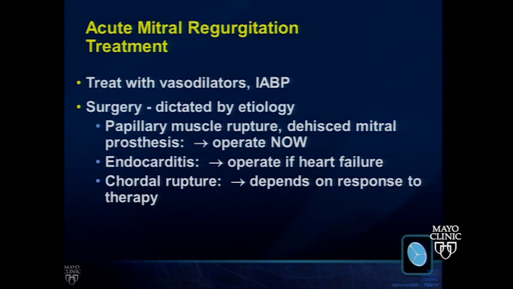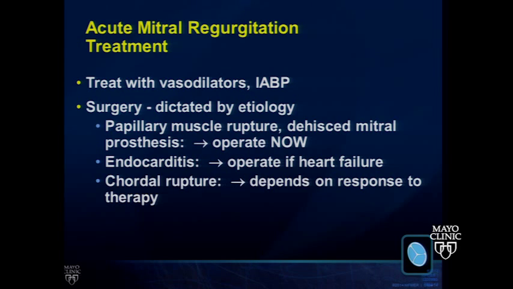Remember, you treat with vasodilators, intra-aortic balloon pump, and the etiology dictates when you do surgery. If it's papillary muscle rupture, you operate now. If it's a dehisced mitral prosthesis, you operate now. If it's endocarditis, if they have heart failure, you operate now. If it's chordal rupture, it depends on response to therapy, but you're probably going to operate fairly soon.